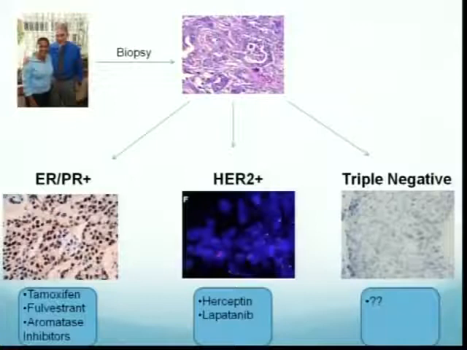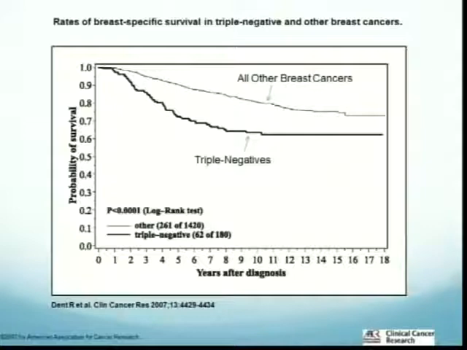Well, how does this translate when it comes to survival outcomes? This is what's called the Kaplan-Meier curve. This is the probability of survival. This is the years after diagnosis of breast cancer. Here are all other breast cancers. Here are your triple negatives, and we can see that triple negatives have much poorer prognosis compared to other breast cancers. And a lot of this has to do with the fact that there are no targeted therapies for this subset of patients.